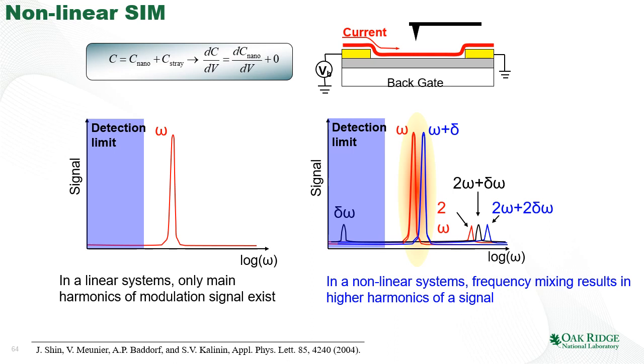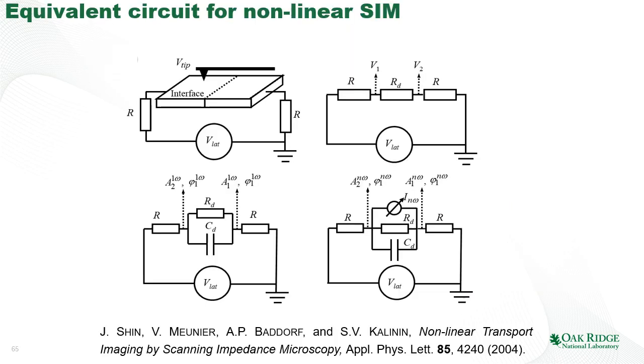Use of this frequency mixing should allow me to do two things. First of all, I should be able to address much higher frequencies by using this down conversion. And secondly, I should get rid of the linear elements. For example, the capacitance between the gold electrode and the back gate is huge, but it's linear, so it shouldn't participate in the frequency mixing. So how can I do that?